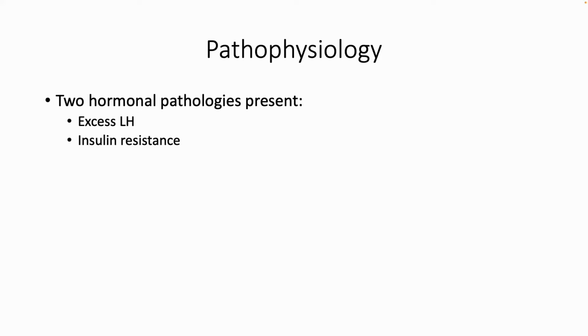Quick overview of the pathophysiology. Its exact pathophysiology is poorly understood. However, there are two main hormonal pathologies present in patients with polycystic ovary syndrome, and those are excess levels of LH and insulin resistance, and therefore increased level of insulin.